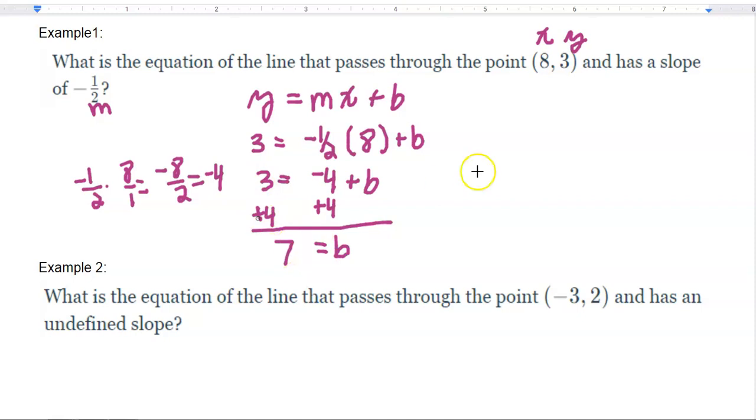Fantastic. Now I can write my equation. y equals our slope they gave to us right here, -1/2 x plus 7. Because our y-intercept is positive, we're going to make this a plus 7, and there you go. There's your equation. Let's take a look at another example.